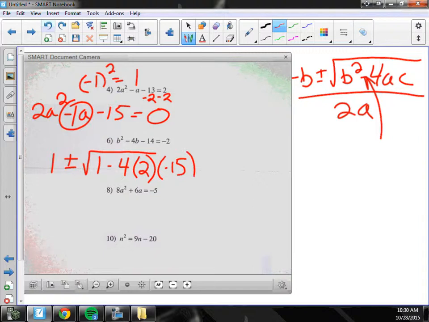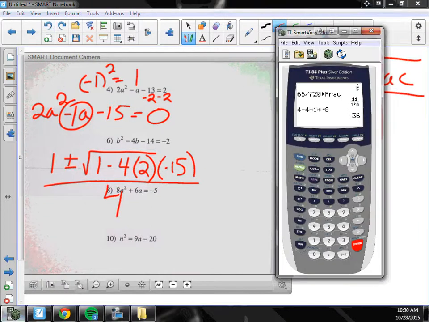Over, what is 2a? 2 times a, which is 2, is 4. So in my calculator, 1 minus 4 times 2 times negative 15. Oh, is that a good number? Yeah, I like 121. How come?